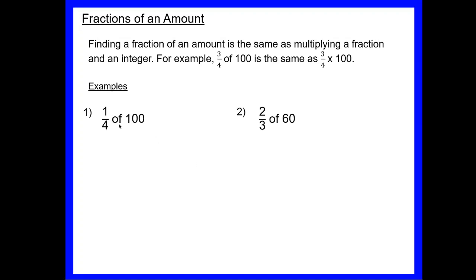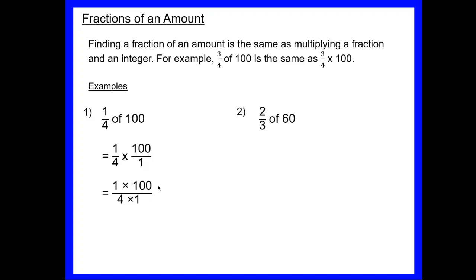So if I want to know 1/4 of 100, I'm going to change my of sign to a times. And because I've got an integer, remember, I need to turn it into a fraction first. So I'm going to put a 1 underneath the 100. So we get 1/4 times 100 over 1. Now we can just multiply as normal. So we multiply the numerators and we multiply the denominators.